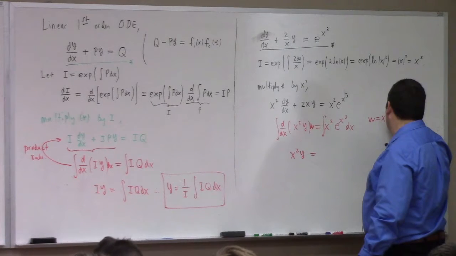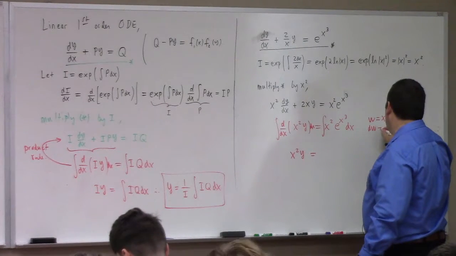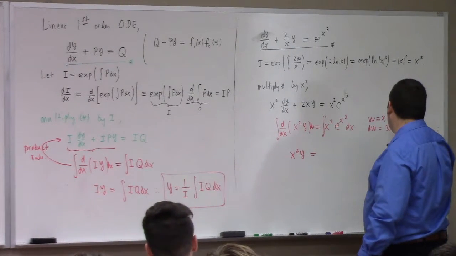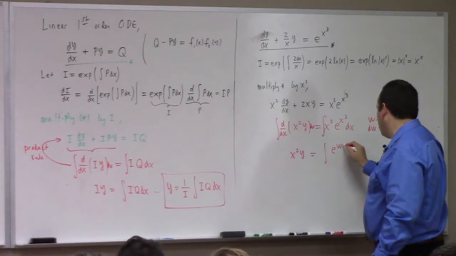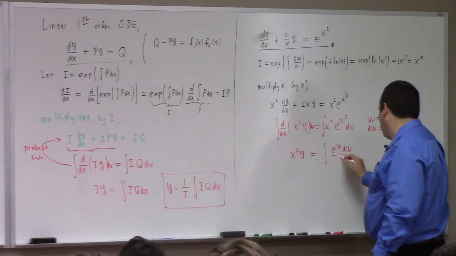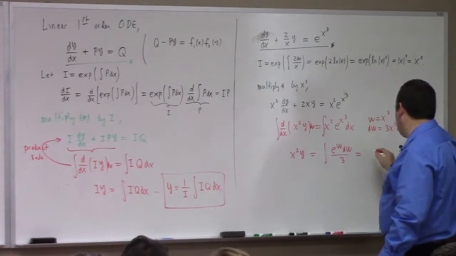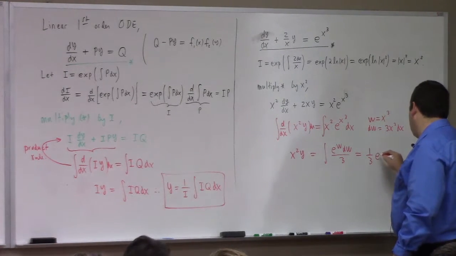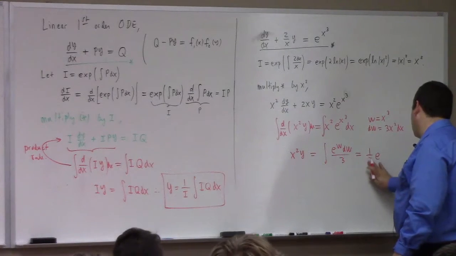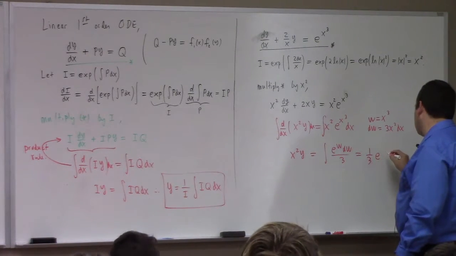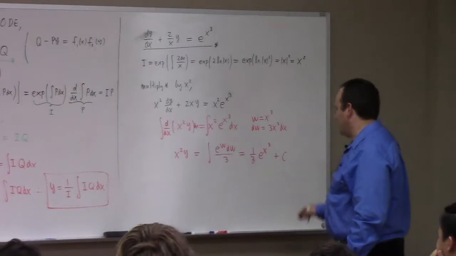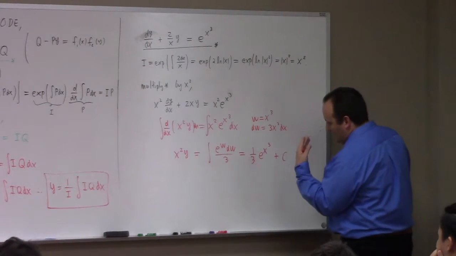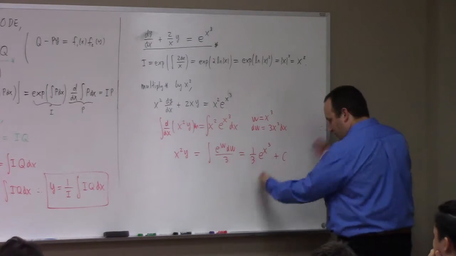So w equals x cubed, dw equals 3x squared dx. So this is really the integral of e to the w dw over 3. In other words, one third e to the x cubed plus a constant. Have to add the constant here, folks. Not later, whenever you feel like it. You got to deal with the algebra.